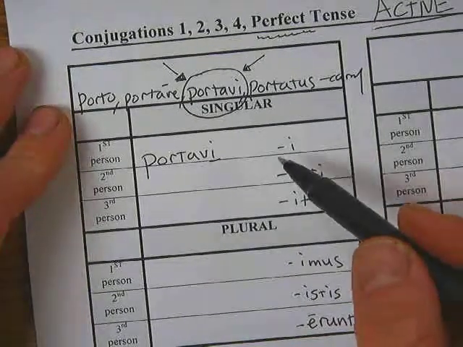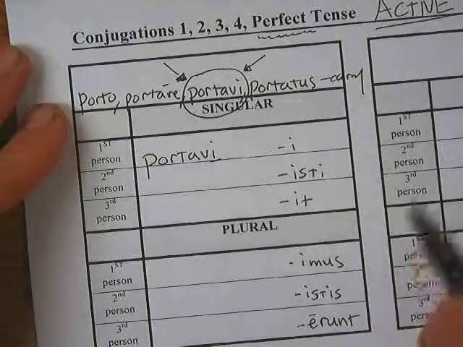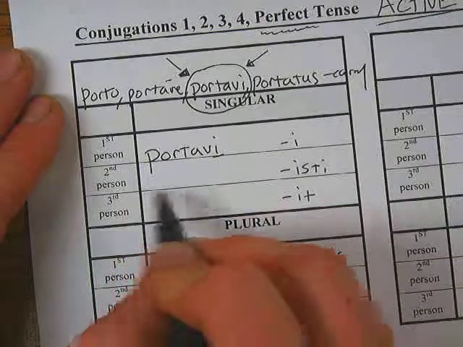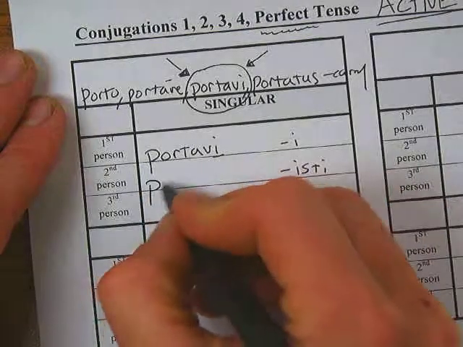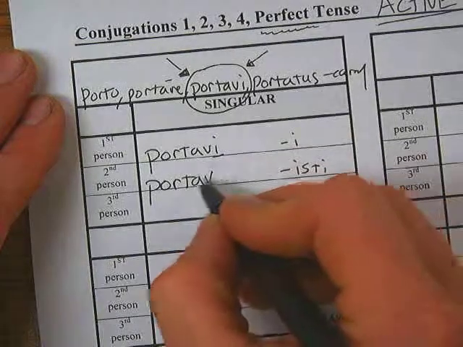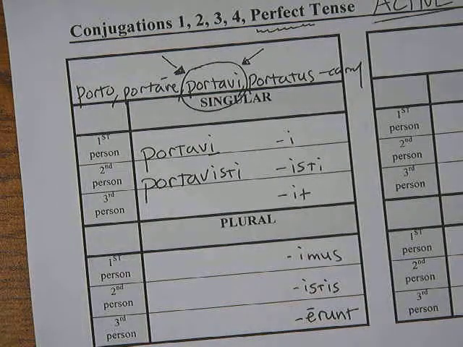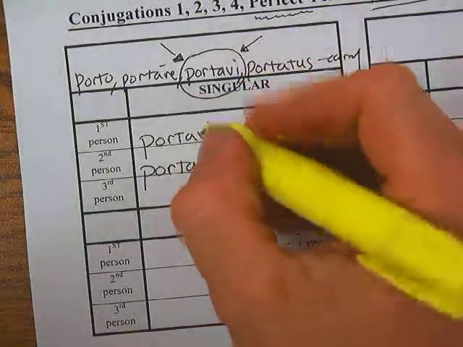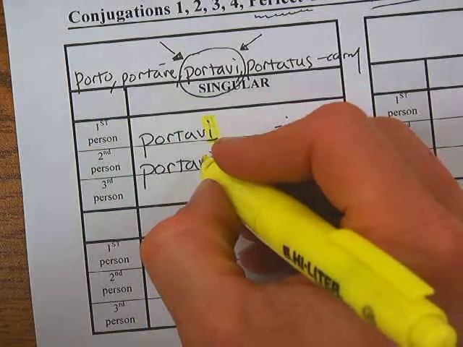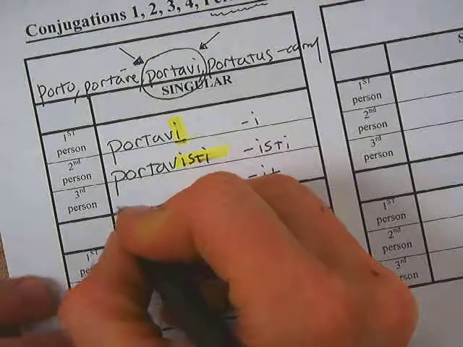And I used to have a song on the keyboard. Maybe I'll put together one podcast of all the songs. I, isti, it, imus, istis, erunt, and it would go i, isti, it, imus, istis, erunt. It had a cool vibe to it and everything. So what you do is you just take the stem, portav, okay, which is taking that letter off, and then you add the new ending, portavisti. Okay, so now portav is your stem for the perfect, a different stem than the present and the imperfect, and then you add your endings.